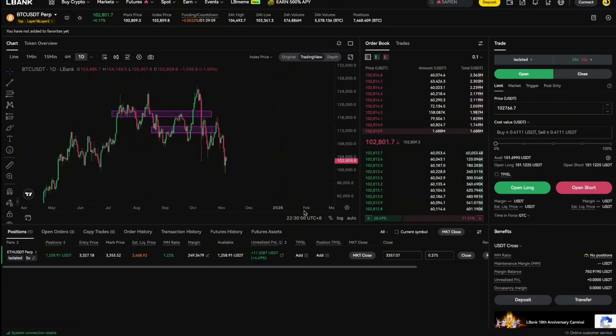Okay, I just quickly switched over to one of my other accounts, because here I can show it more easily. I don't have important positions open and I don't want to play with my current positions too much.